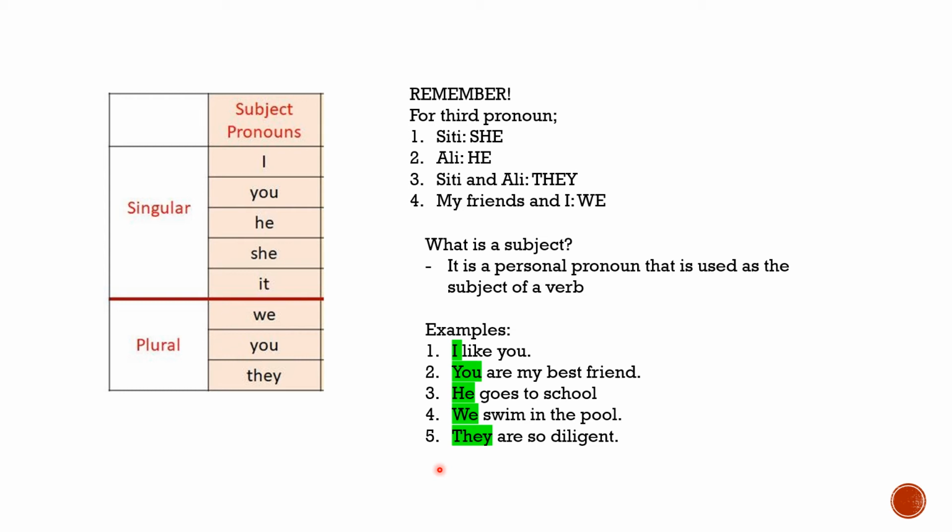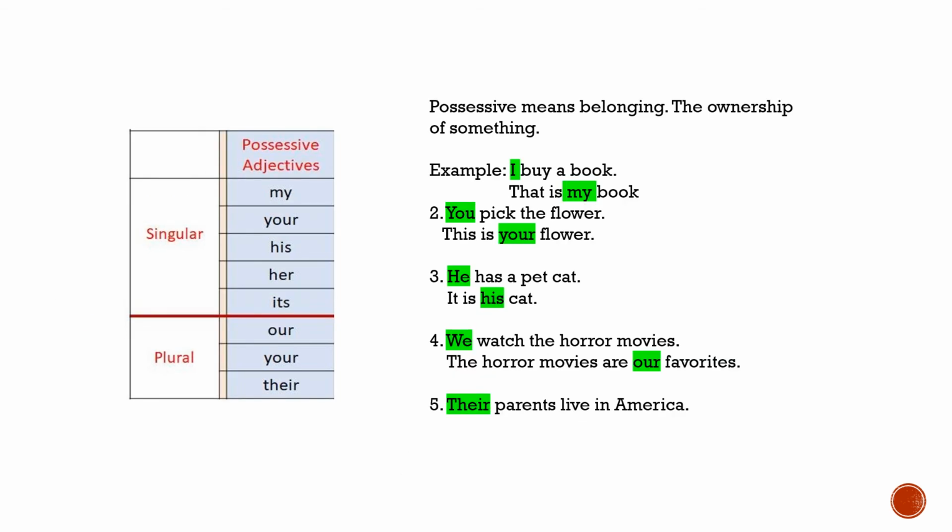Okay, so you use subject pronouns to substitute all the names or all the doers or the persons who do the work in a sentence. Okay, that's it. Now let's proceed to possessive adjective. Possessive adjective actually looks like a pronoun, but it actually has a different function.